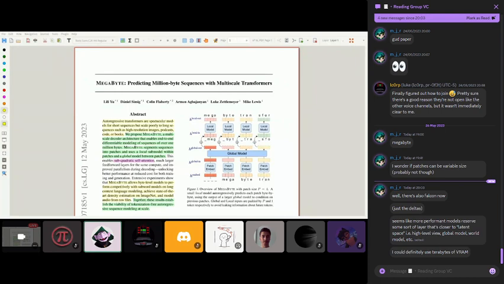But MEGABYTE is not accessible to the average person, at least right now. We'll need weights. Any other questions? What about the inference cost? So the inference cost, they said it was 40% lower in computation while also being like 10% faster, for at least text inference.